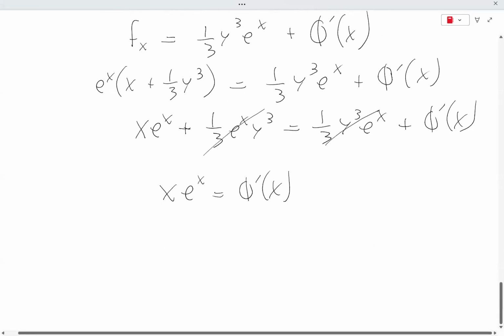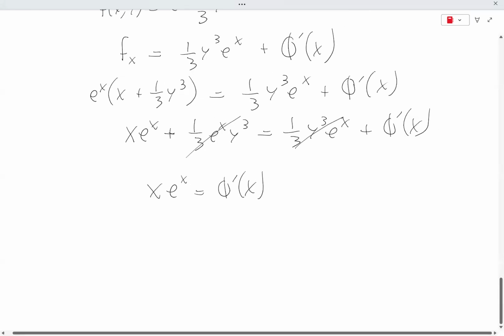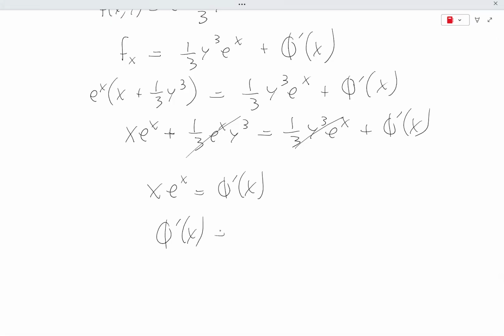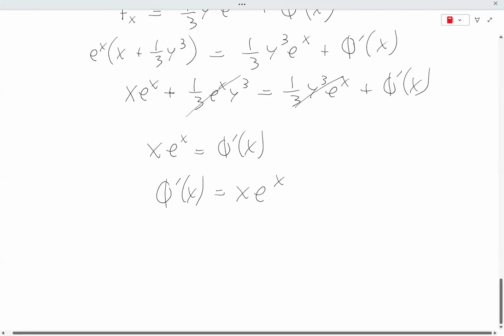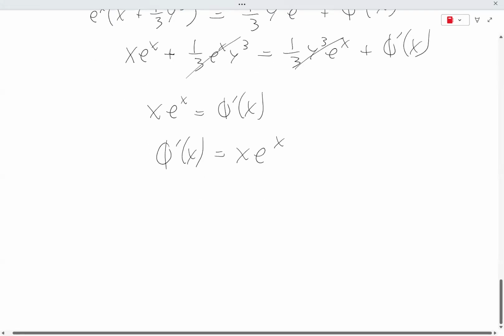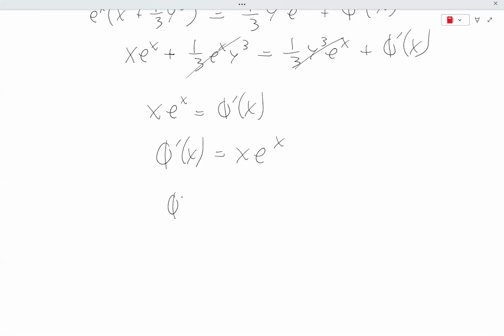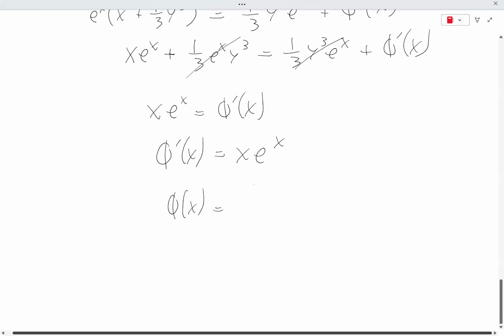Last thing to do is figure out the phi. Let me switch the sides of this. So now we have to find phi of x. If I write this for just a minute, it's like we're doing this now, phi of x equal to this.